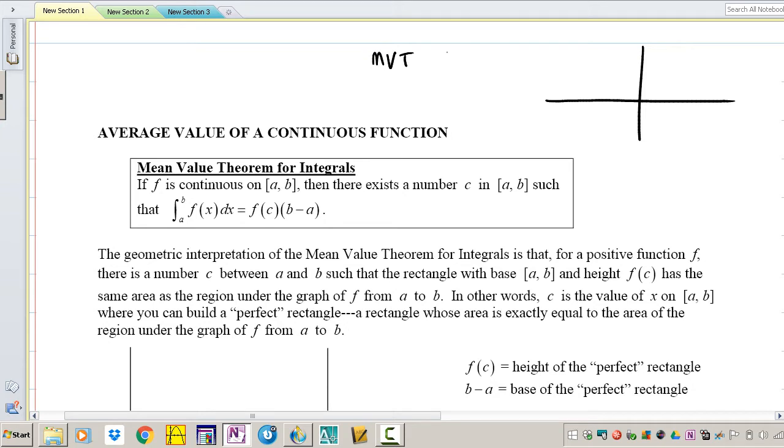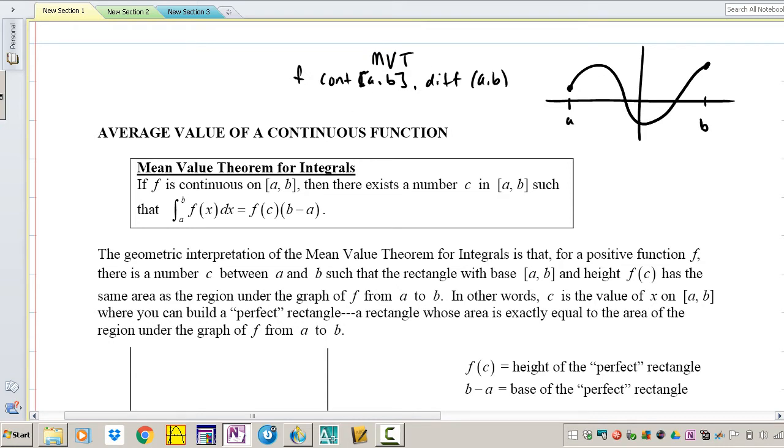The mean value theorem for derivatives said that you needed a function f, and this f had to be continuous on the closed interval from a to b, and f also had to be differentiable on the open interval a to b. So let me draw a continuous and differentiable function. I'm going to start right here, and I'm just going to draw whatever, it doesn't matter. Okay, there's my function. It's continuous, it's differentiable.